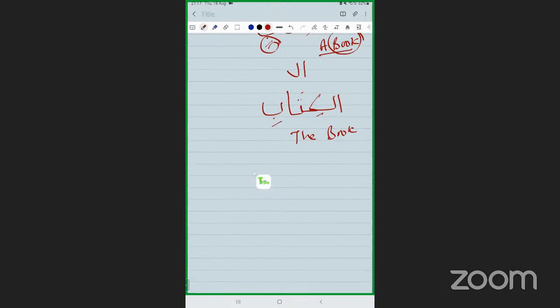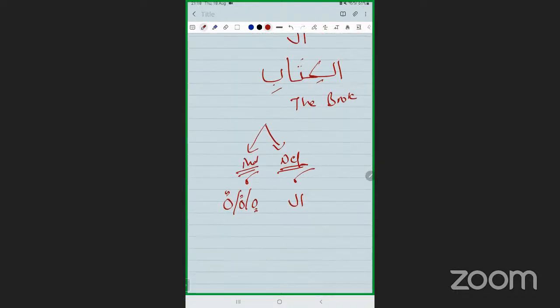Today we learned that there are two types of noun: definite and indefinite. Broadly, in simple language, you can say known and unknown. Definite can be identified by al, and indefinite can be identified by tanween at the end of the noun. Al by itself has many meanings. The original use of al is to make a noun definite. The is the main meaning.